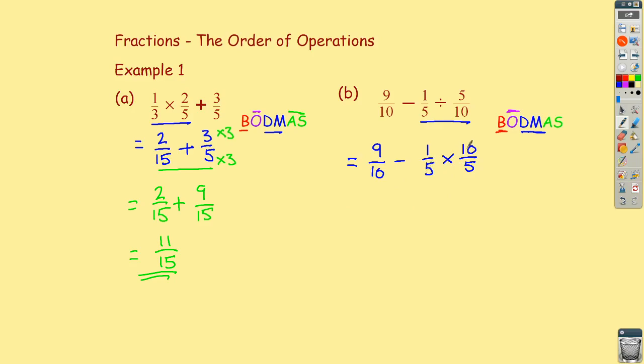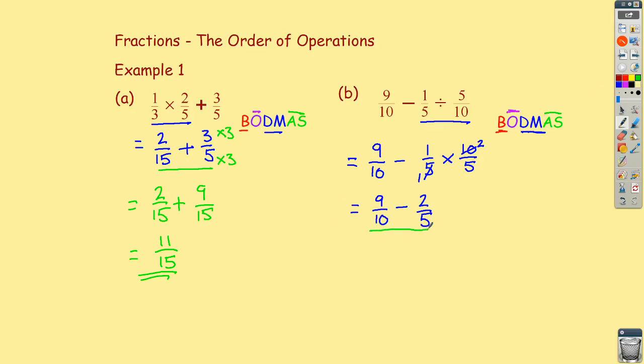We can cancel across here. Okay, these both divide by 5 to give us 1 and 2. What we're really doing is multiplying 1/1 by 2/5. So we're going to end up with 9/10, take away 1 times 2 divided by 1 times 5. Okay, and that's us done for our division step. So, all that's left is a subtraction, so we're going to move on to that part of the process.